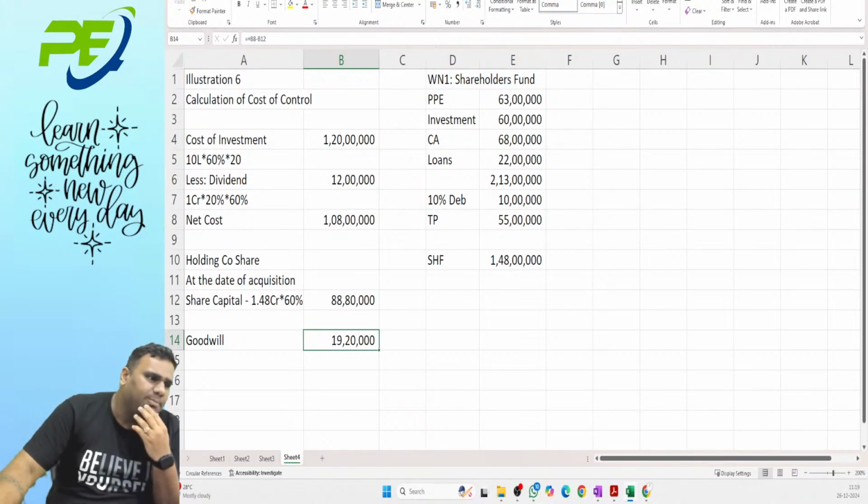Three more problems will complete the base of consolidation. I think today we can do consolidation itself. Easily.